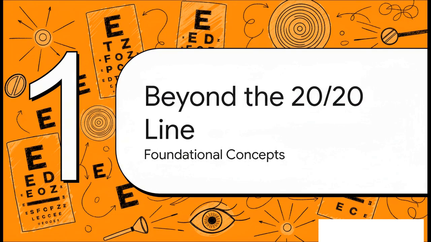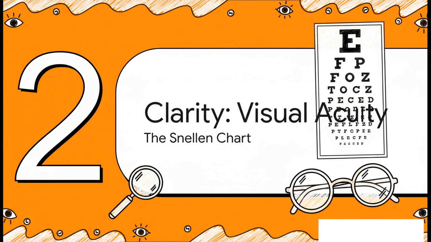All right, let's kick things off by going beyond that familiar 20/20 line. See, to understand what it's missing, we've got to get crystal clear on what it's actually telling us in the first place. So this first part is all about laying that foundation. Okay, so the first big concept is the one we all kind of know, even if we don't know its official name, visual acuity. And the tool for the job is, of course, the famous Snellen chart.